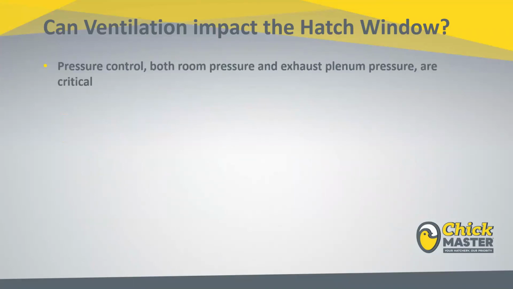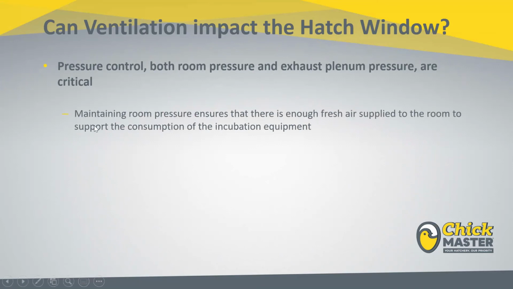So when we look at pressure control, it plays another important role. When we look at ventilation, we always talk about temperature and humidity and room pressure, but we oftentimes forget about plenum pressure, or in some applications, plenum pressure is not an issue. But when we talk about environment, we're always going to discuss temperature, humidity, room pressure, and plenum pressure, because this does play a critical role. You know, both room pressure and exhaust plenum pressure are very critical. So maintaining a room pressure ensures that there is enough fresh air supplied to the room to support the consumption of the incubation equipment.